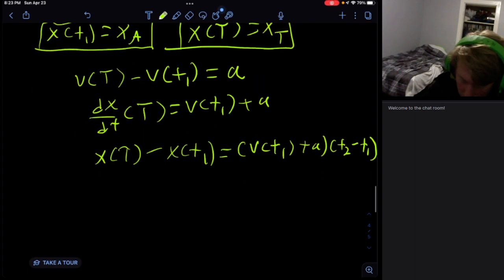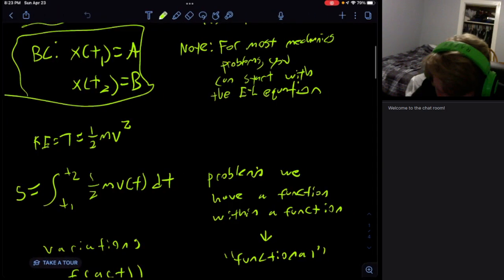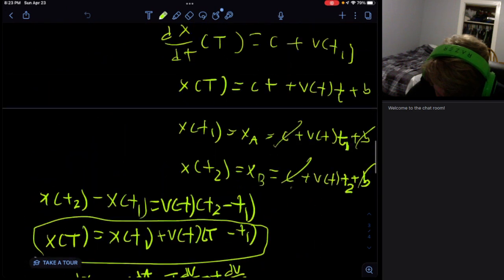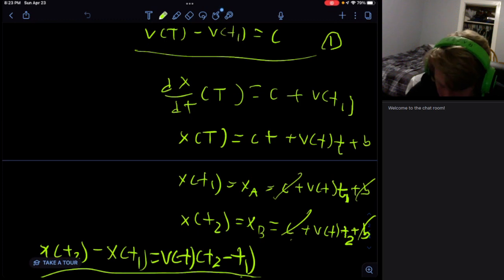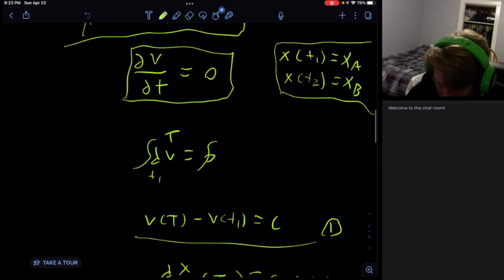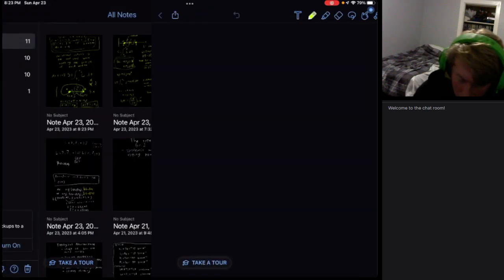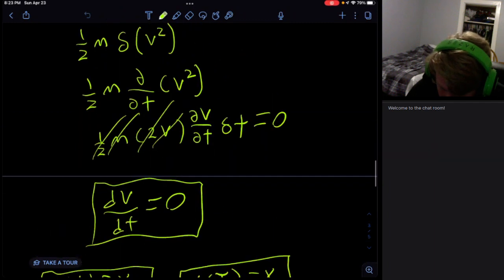Yeah, so if I were to take the, what did I do in my other note packet? I know I did something kind of. Yes, here's what I did. dx dt of t equals v of t minus v of t1 is a constant because I ended up with, I see what I was doing here.